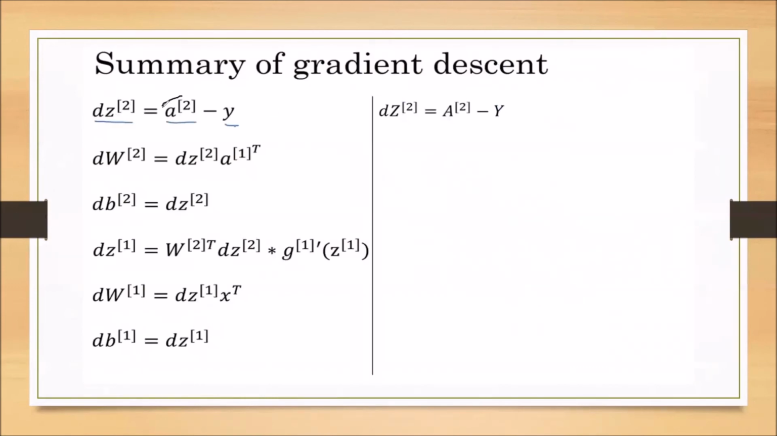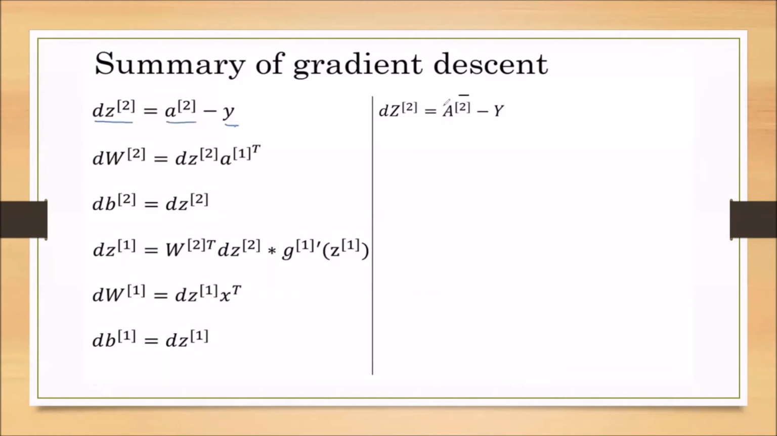Here, instead of taking small a2, we are taking capital A2. What is this capital A2? This is the matrix which consists of the activation units for the M training samples. For the M training samples, all the activation units are there. Here, the number of rows represents the number of activation units. The number of columns is nothing but the number of training samples. If the number of activation units, for example in the second layer, is 1, then it is a 1 by M matrix.